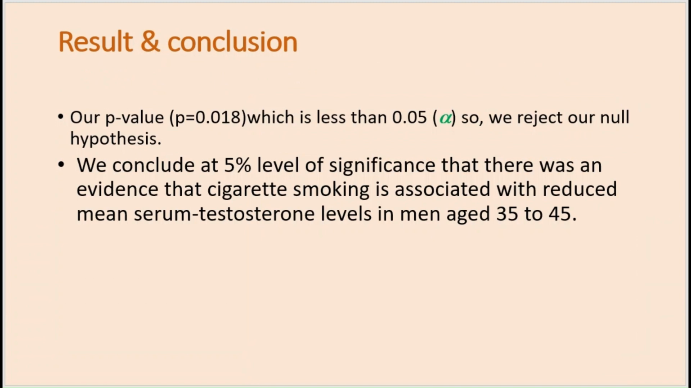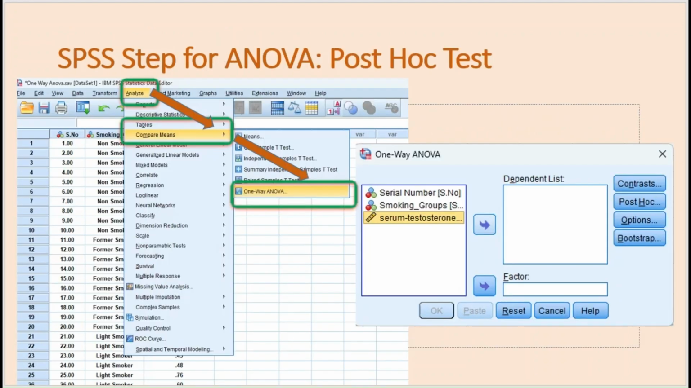Our results and conclusion: our p-value is 0.018, which is less than the 0.05 alpha. So we reject our null hypothesis. We conclude at the 5% level of significance that there was evidence that cigarette smoking is associated with reduced mean serum testosterone level in men aged 35 to 45 years.